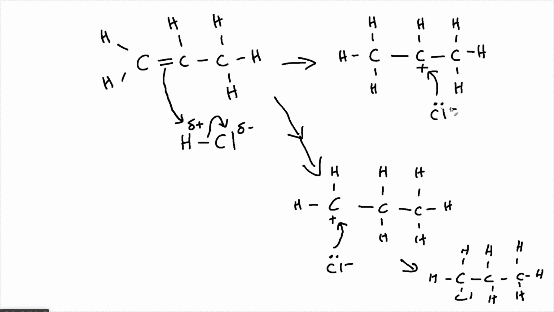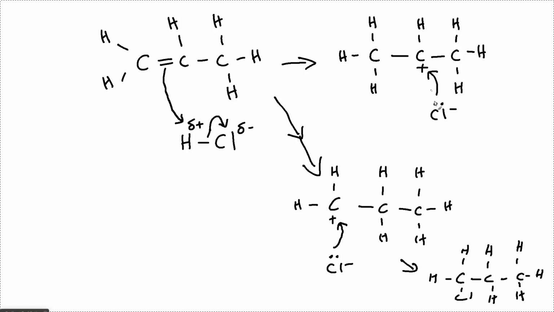Now what you tend to find is actually that the major product is this molecule. So you'll get both products formed, but you'll get more of this one with the 2-chloropropane. And the reason for that is that this carbocation here is more stable than this one. So it exists, it's around for longer.